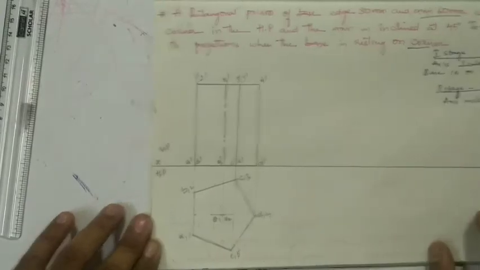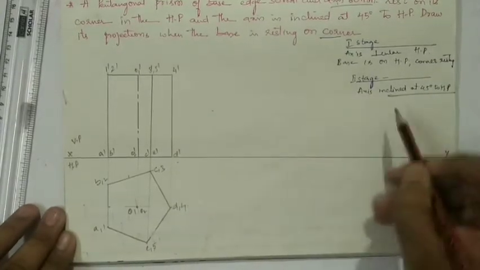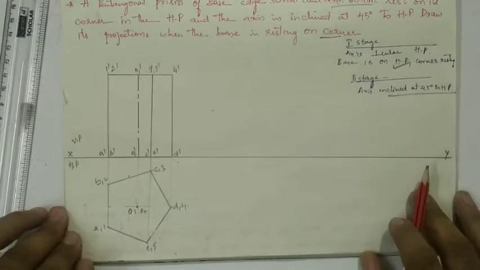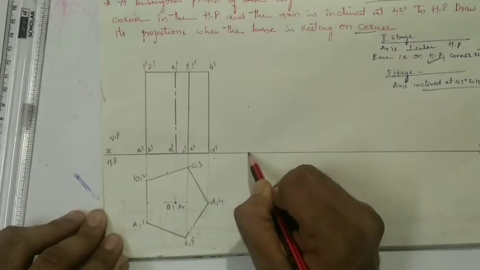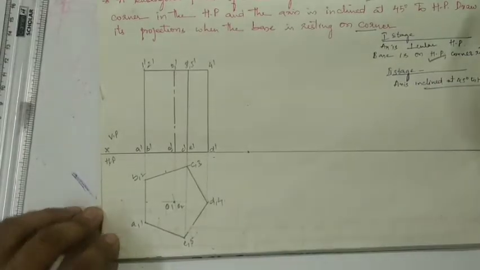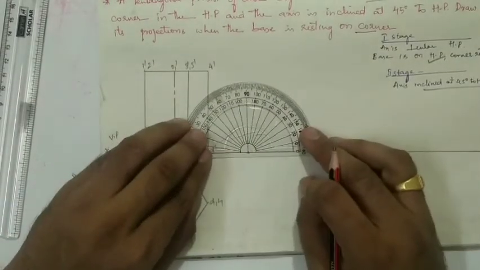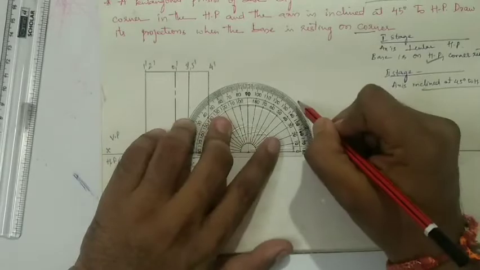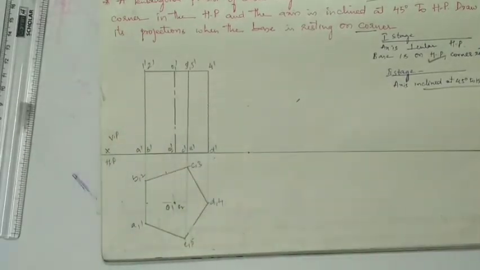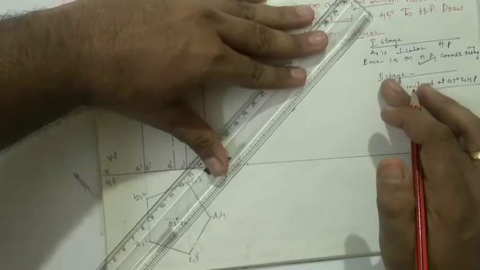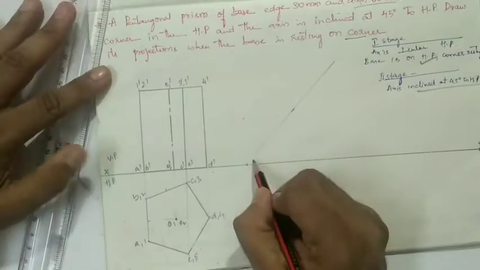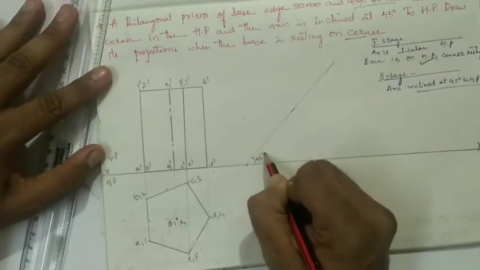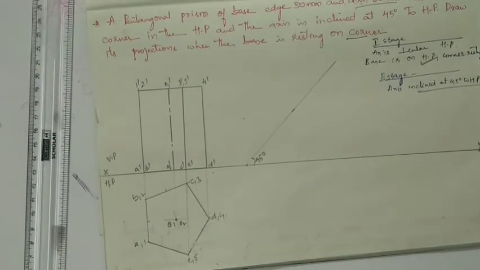First stage is done. Now I'm going for the second stage. Over here at the point, just mark one point. Measure an angle of 45 degrees. First, initially draw one line at an angle of 45 degrees. This is the axis, which is mentioned for us at an angle of 45 degrees.